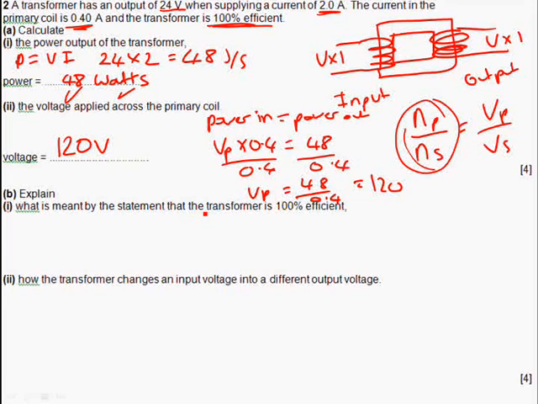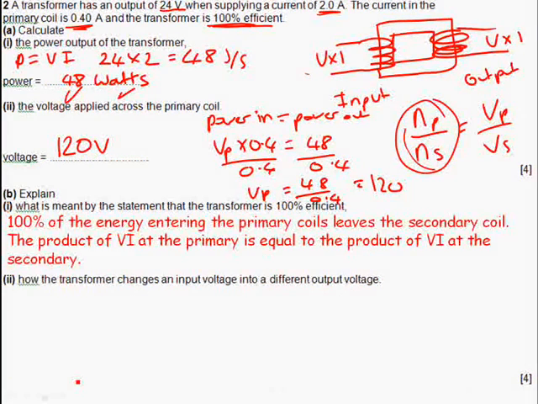Explain what is meant by the statement the transformer is 100% efficient. Okay, I briefly spoke about that here when I was talking about the product of VI here being equal to the product of VI here, but I've just written that out neatly there for you if you'd like to pause the video and read that.